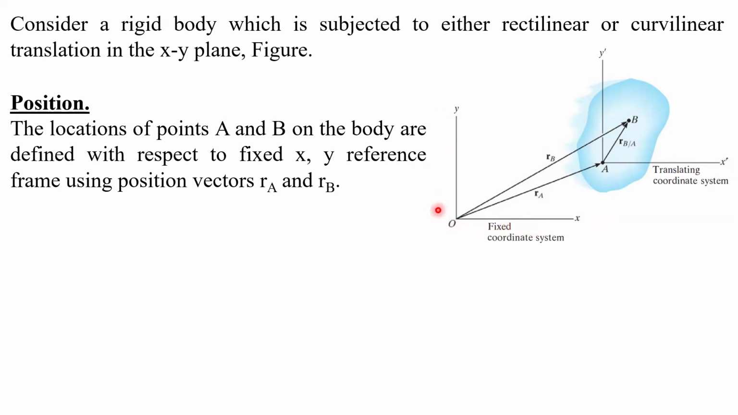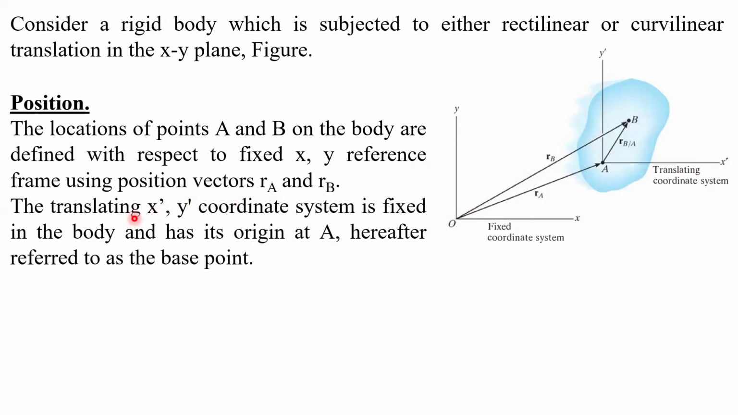So, we're using position vector RA for point A and RB for point B. The translating x', y' coordinate system is fixed on the body and has its origin at A. So this is the translating axis that's translating with the body. But this xy axis is a fixed coordinate system, so it does not move. This other one is moving with the body. So this point A is hereafter referred to as the base point.